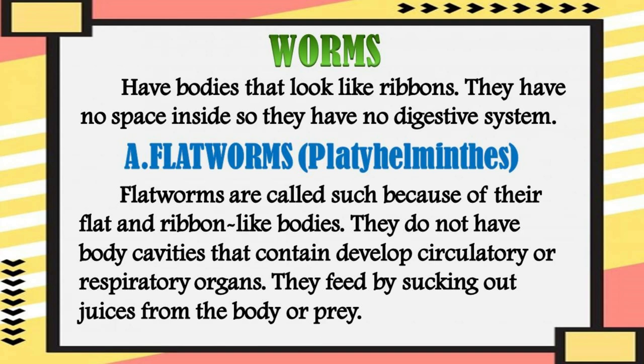Worms have bodies that look like ribbons. They have no space inside, so they have no digestive system. Flatworms or Platyhelminthes. Flatworms are called such because of their flat and ribbon-like bodies. They do not have body cavities that contain developed circulatory or respiratory organs. They feed by sucking out juices from the body of their prey. Some flatworms, such as tapeworms and flukes, are parasitic.